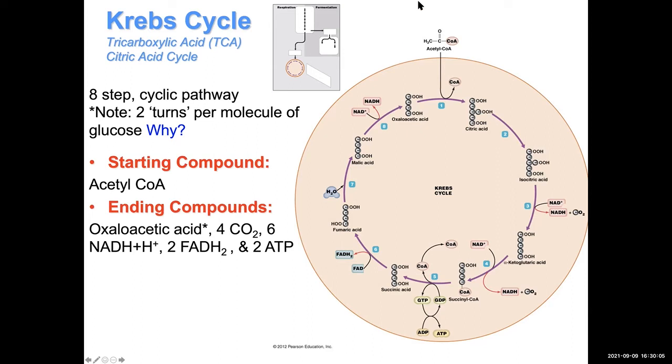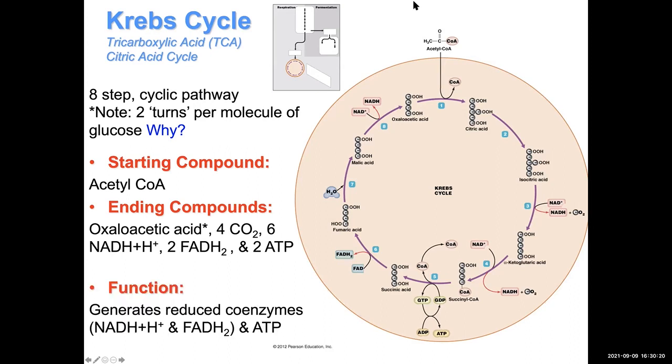Yes. Okay, so our starting compound is acetyl-CoA, as I mentioned, and our ending compound, you don't need to know about oxaloacetic acid necessarily, but there is carbon dioxide generated, and there is NADH, FADH2. Okay, so the function of the Krebs cycle is to generate reduced coenzymes.